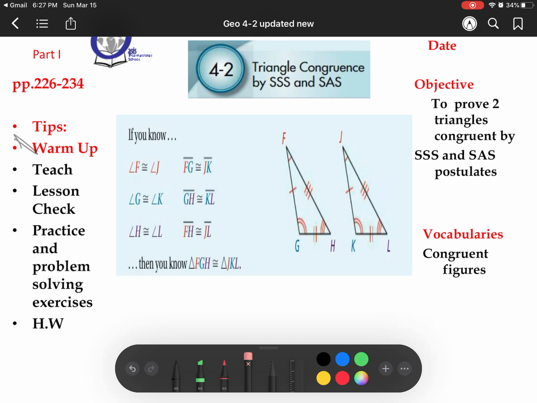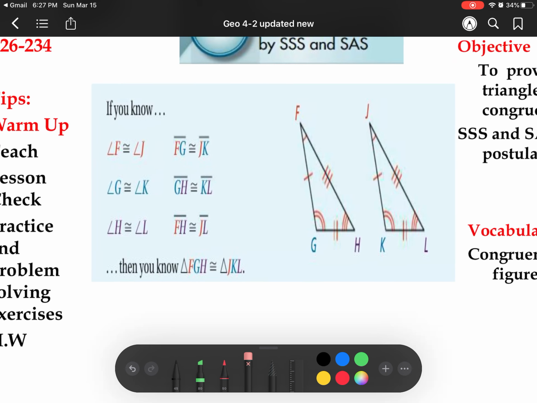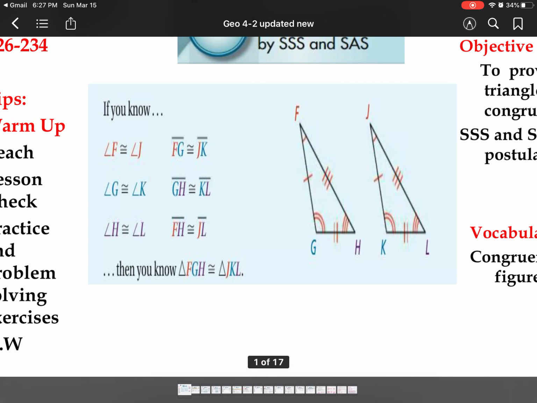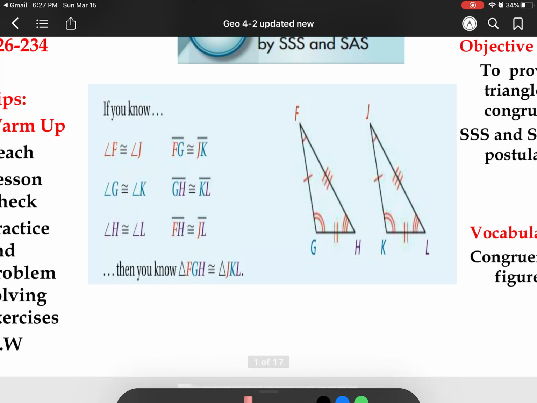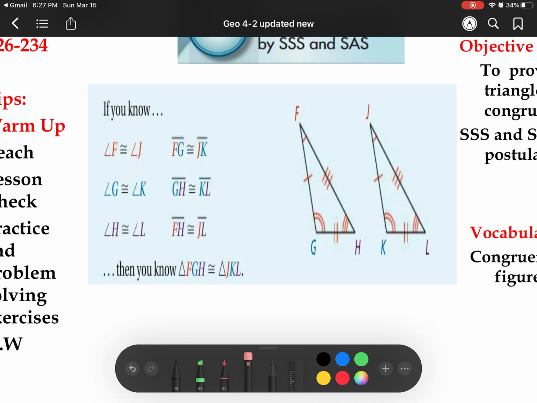Good morning, everyone. This is lesson 2 from chapter 4 of geometry, triangle congruence by SSS and SAS. Before we start our lesson, we need to warm up by looking at this figure. This figure is showing two triangles. The triangles look congruent to each other, but as we said in geometry, we cannot just say they look congruent. We have to prove the congruence by using the congruence statements that we've learned in the previous lesson, which is 4.1.